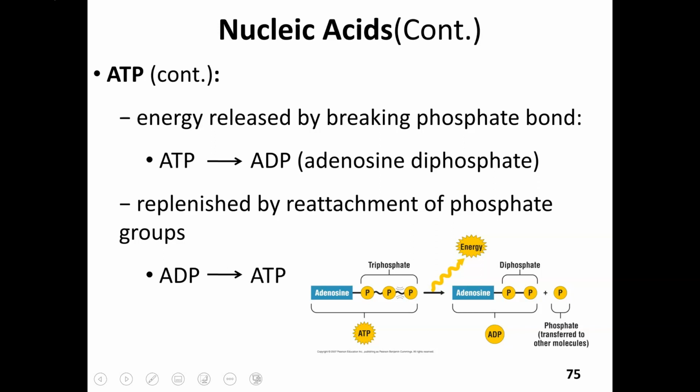So ATP then releases energy when it breaks the bond between the second and third phosphate. So right here, this bond is broken. We produce an adenosine diphosphate, and we have this inorganic phosphate that's there. So we break that bond, produce adenosine diphosphate. But if we need to build up ATP, we can add another phosphate to an ADP, producing more ATP as well.